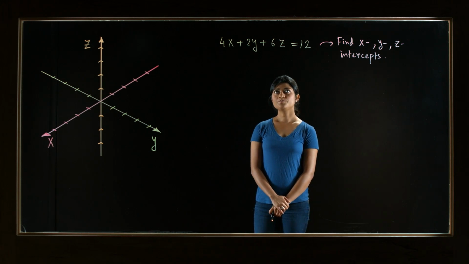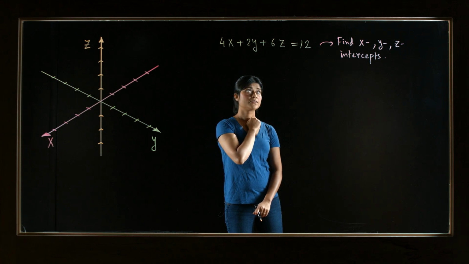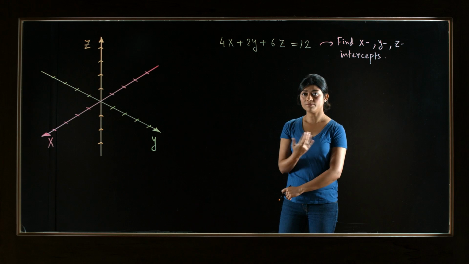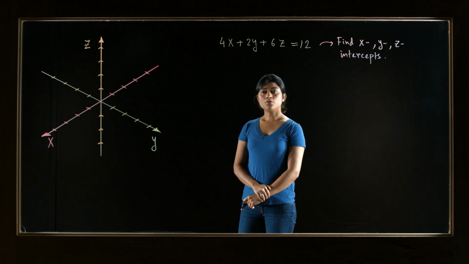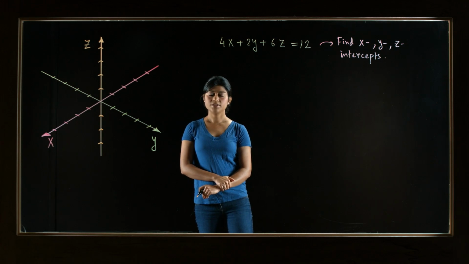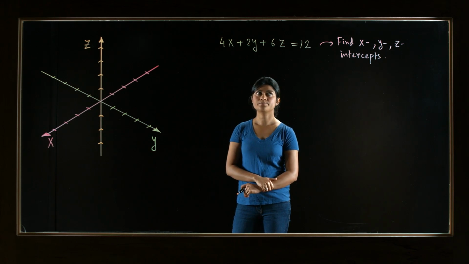In this problem, we are given an equation of a plane and we have to find the x, y and z intercepts of this plane, and then we have to sketch the plane as well. Now, what does it mean by x-intercept, y-intercept and z-intercept? It means where this plane will intersect each of those axes.